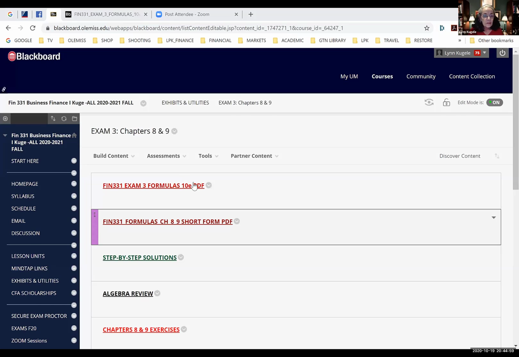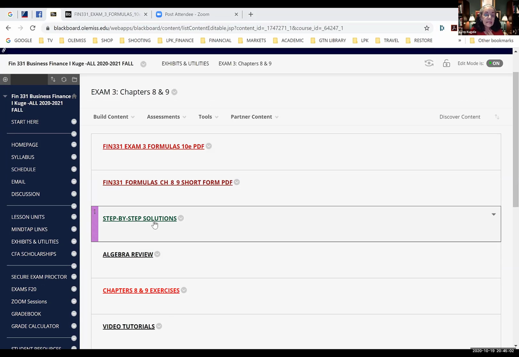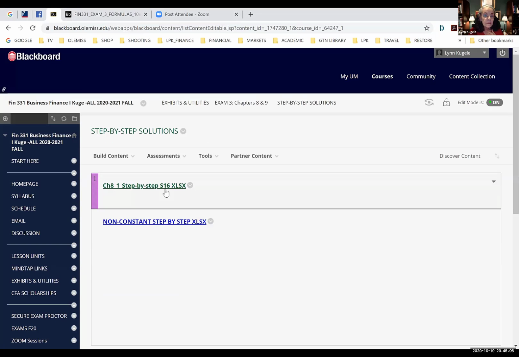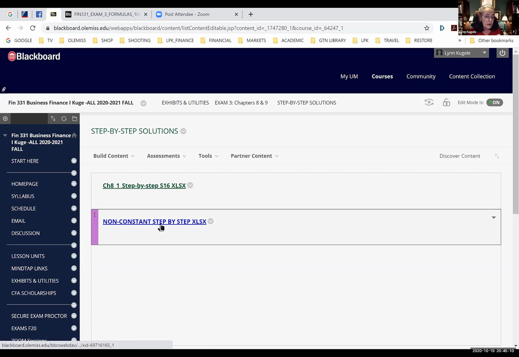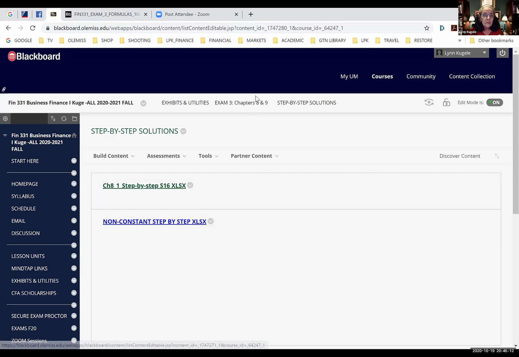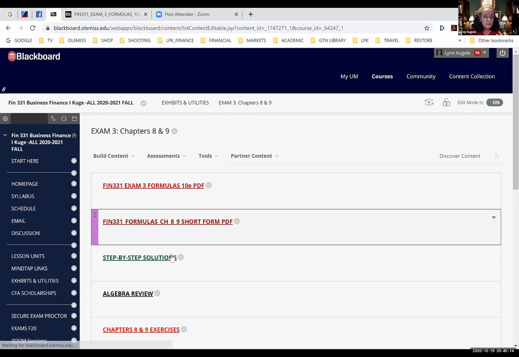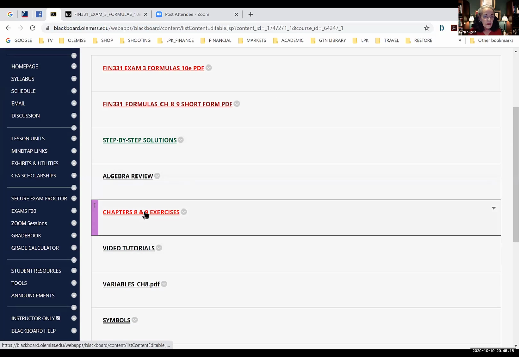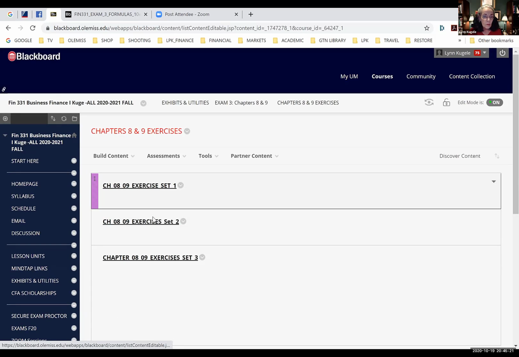There's what I want. There's the formula sheet. There's a short form, sort of. There's step-by-step solutions. This takes you through a standard expected return and standard deviation. This is a non-constant growth step-by-step. It walks you through it. Then there's some algebra review. Here's the exercises we've been doing. The one I just did was set 1. There's set 2 and set 3.